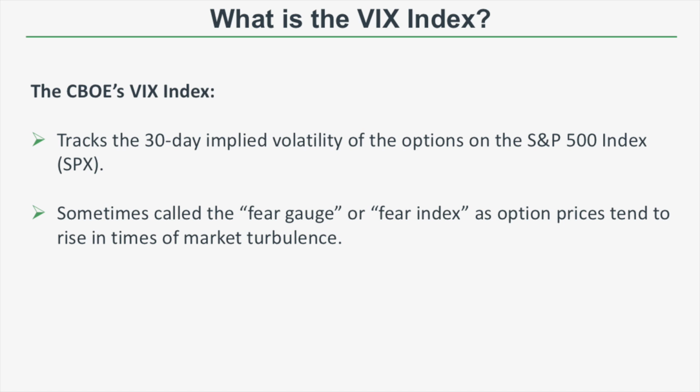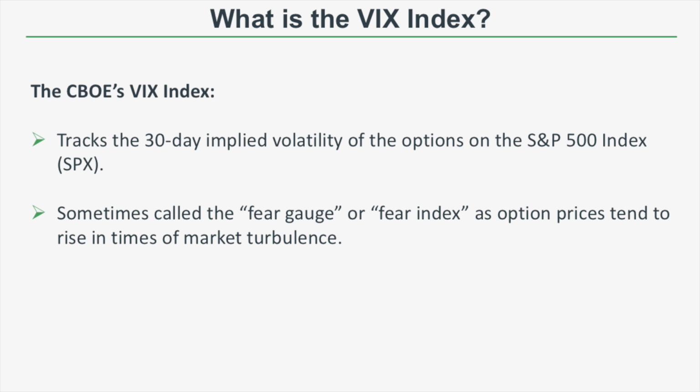Since there's not a 30-day expiration cycle on each trading day, the CBOE actually uses expiration cycles for SPX options that expire between 23 and 37 days. Using those expiration cycles, they look at all the options in each cycle and come up with an implied volatility number for each of those cycles. Then they use a weighted average between those expiration cycles to come up with a 30-day implied volatility number, and that is what the VIX index itself represents.